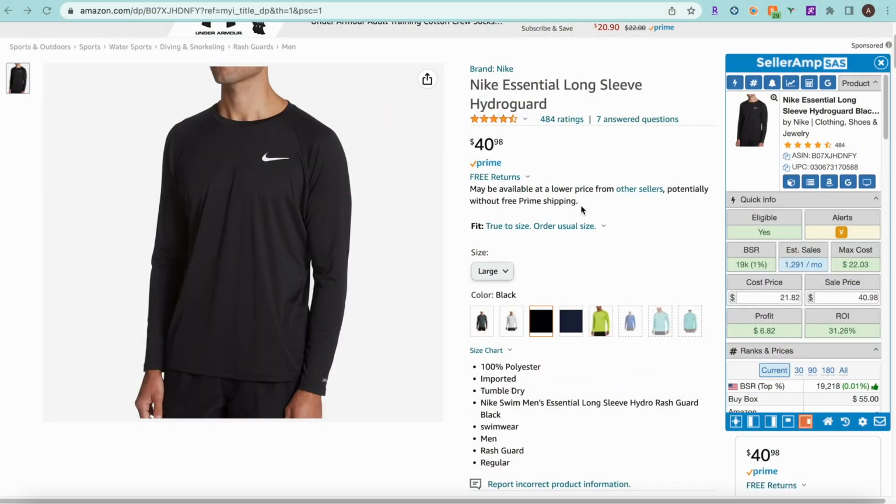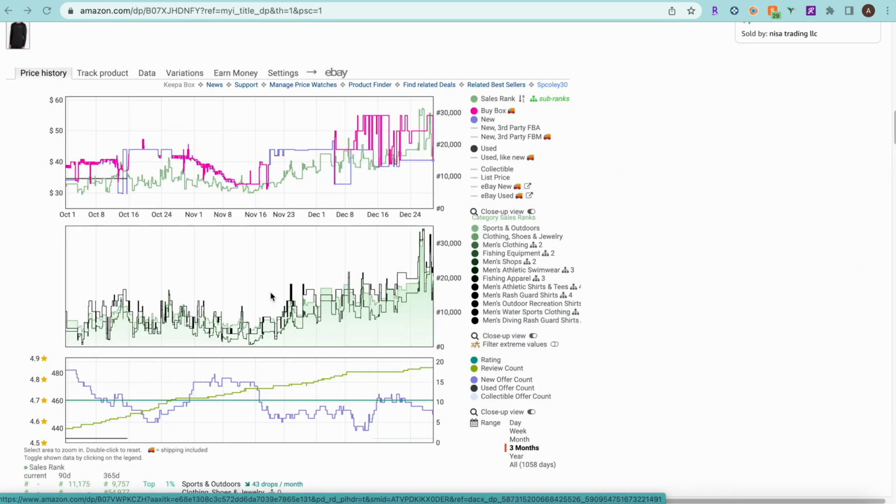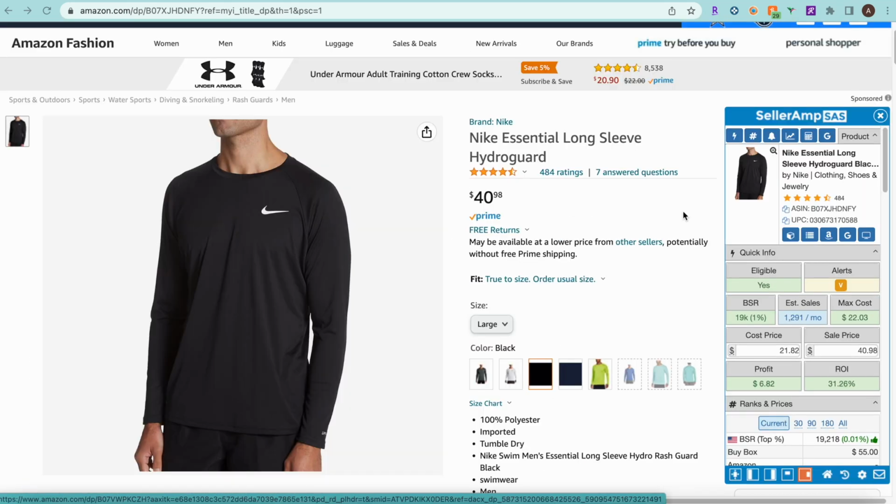And the first thing you want to do if you've never used Keepa before is download Keepa, get the Chrome extension so you can add it to each product page you're looking at. If you wanted to, you can copy and paste the ASIN into Keepa.com, but that is just going to take a lot longer. This method is much quicker.